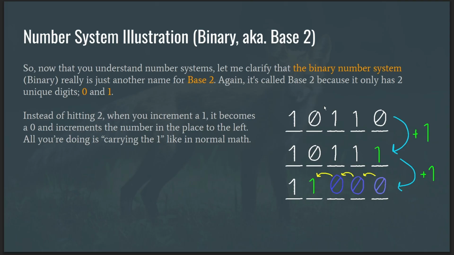So we have 10110, you add a 1 to it, 10111, and then you add a 1 to it. You're already at the max digit, so reset this to 0, carry the 1. This was already a 1 as well, so 0, carry the 1, 0, carry the 1, and then this one, you have the 1. So it turns into 11000.